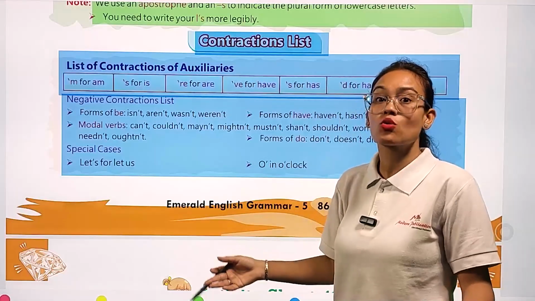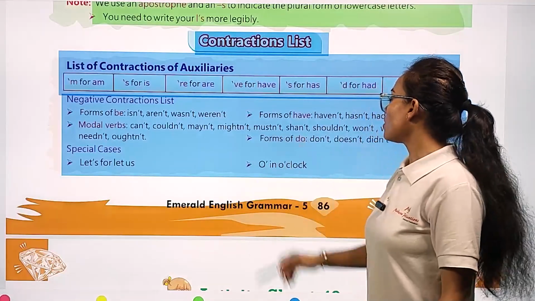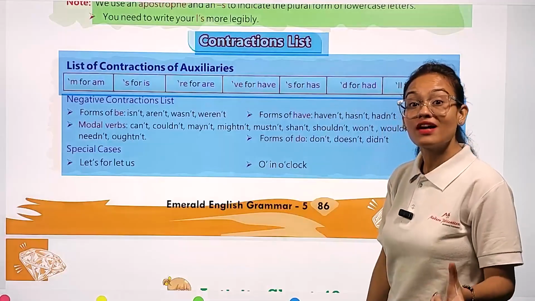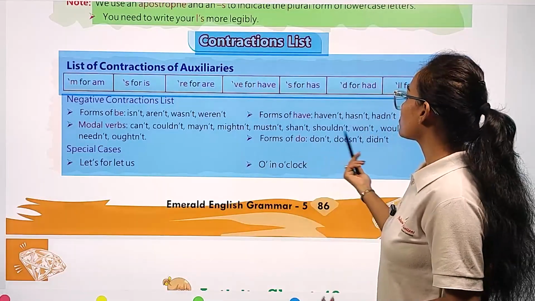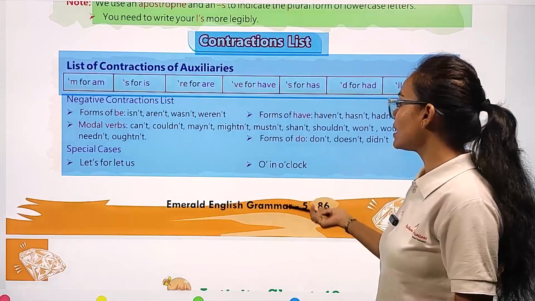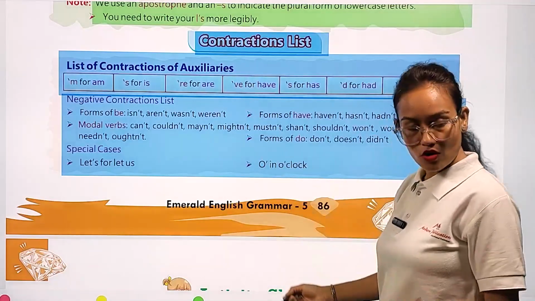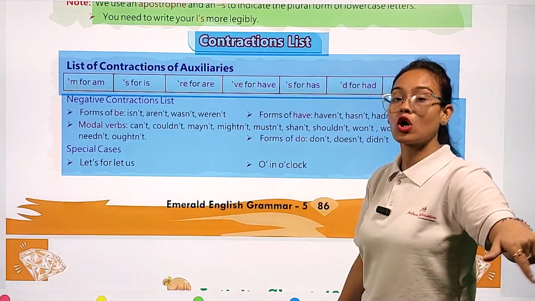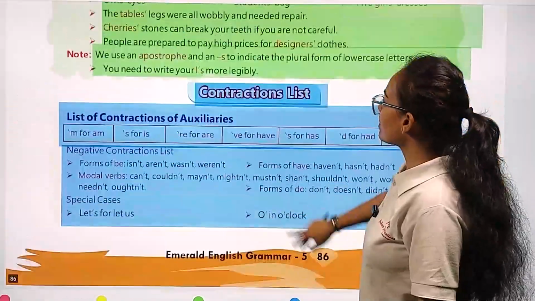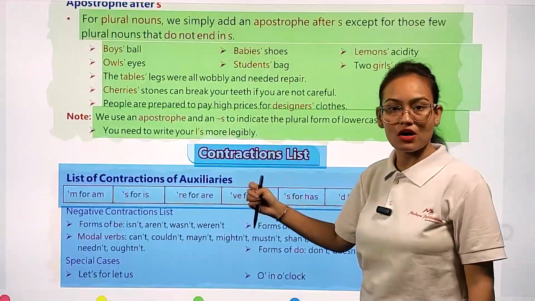Okay, actually it is a slogan type. Then forms of have: haven't, hasn't, hadn't. Then forms of do: don't, doesn't, didn't. And exceptional or special cases: o'clock. Okay my dear students, so this is all about our chapter.